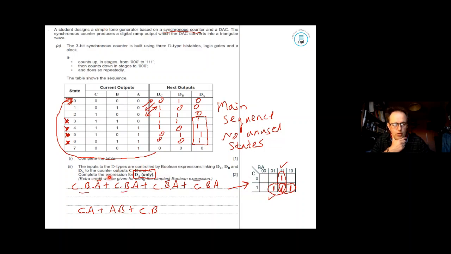If you were trying to do a Boolean, okay, what you're going to try and do is look for common terms. So there, I've got CB common in these 2. Would leave the not A and an A, and that would basically turn to 1. So that simplifies to the CB, which is there.